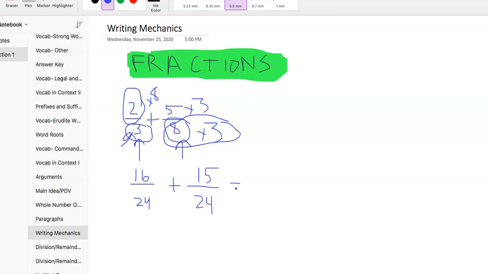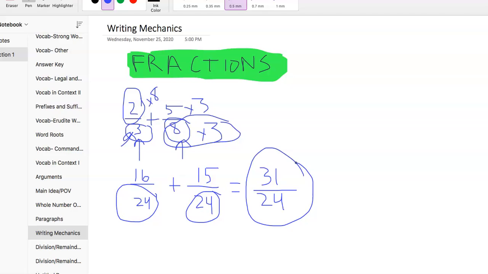Okay, now when the denominators are the same, we just carry it over here and keep it at 24. Okay, that's why we did all that work. And then 16 plus 15 is 31. And there's our answer.